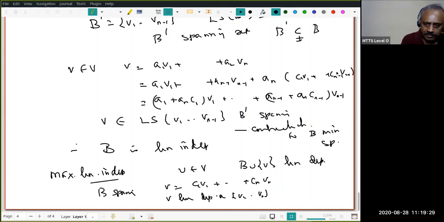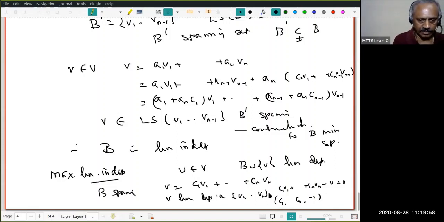That's because I have c1 v1 plus cn vn minus v equal to 0. So c1, c2, cn, my last c is minus 1. Okay. So I have found coefficients not all 0 so that the linear combination is 0. What does that say? That set is linearly dependent. So if I add one extra vector to B, then I have shown that it is linearly dependent. Is that clear?